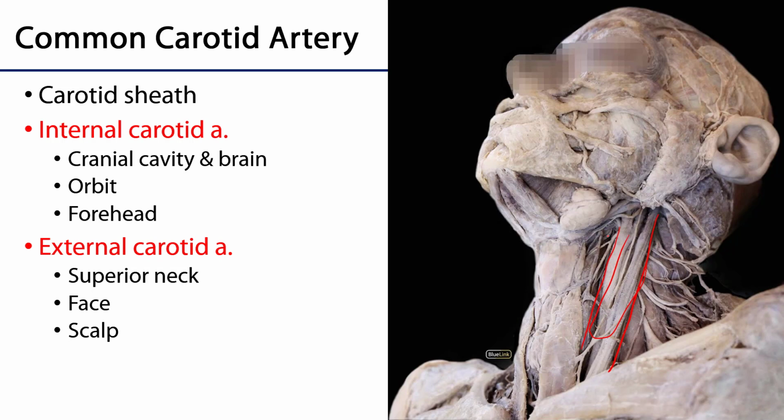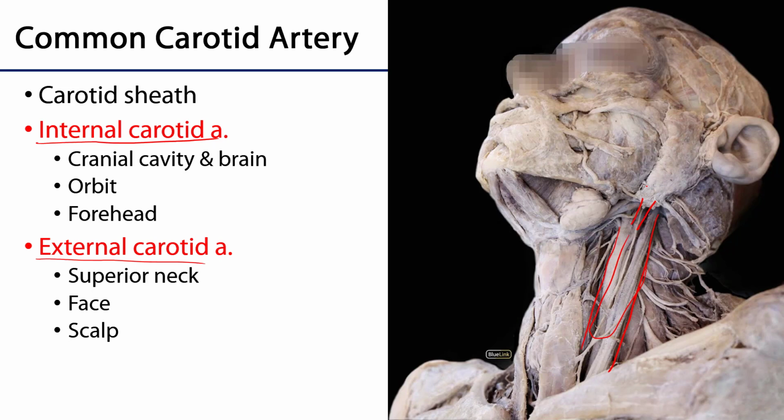Now, the two terminal branches of the common carotid artery are the internal carotid artery and the external carotid artery. And these names are very helpful. The internal carotid artery keeps ascending. It has no branches in the neck. It enters the cranium through the carotid canal of the temporal bone, and then it goes superiorly to serve the brain as part of the cerebral circle of Willis.